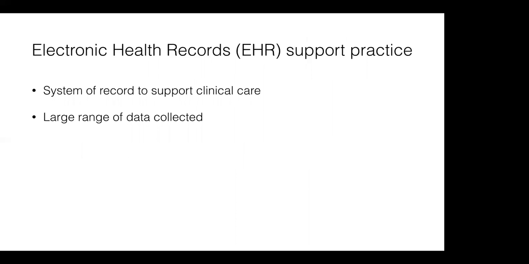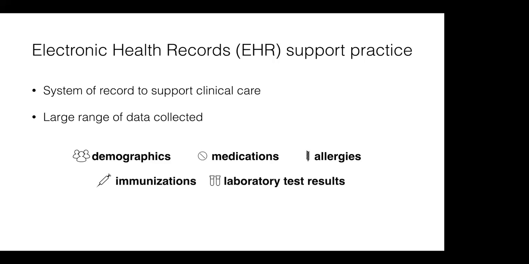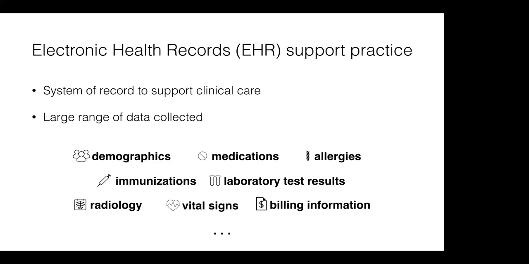So electronic health records are used every day as the system of record to support clinical care. In these systems, we collect patient demographics information, such as race, ethnicity, address. We collect medications that patients are taking, reported allergies. We also collect immunization history, the results of their lab tests, radiology reports, vital signs, billing information, and this list goes on. So there is a lot of information being collected every day for every patient that is coming to a healthcare system.